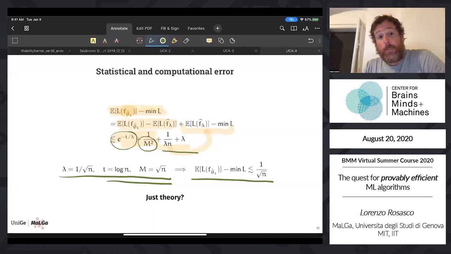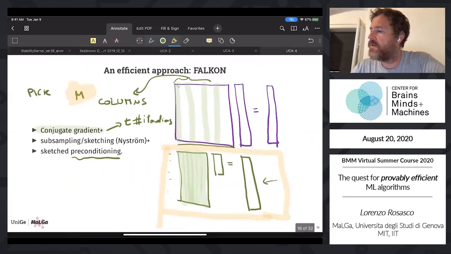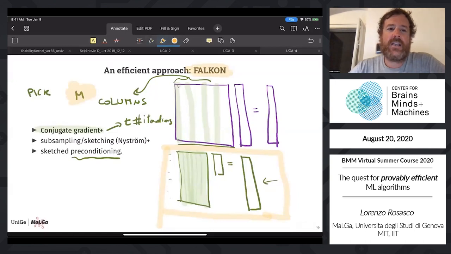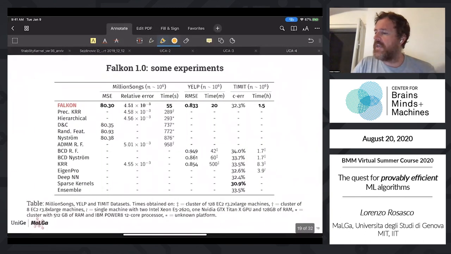Okay, so this was the second part of what I wanted to show you, which is a bit more of a statistical research direction, okay? And this set of ideas I described here is an algorithm that we call Falcon, for no particular reason. And it can be seen as a solver for essentially large-scale kernel methods, okay? And what I want to give you is a sense of how this thing works, okay?